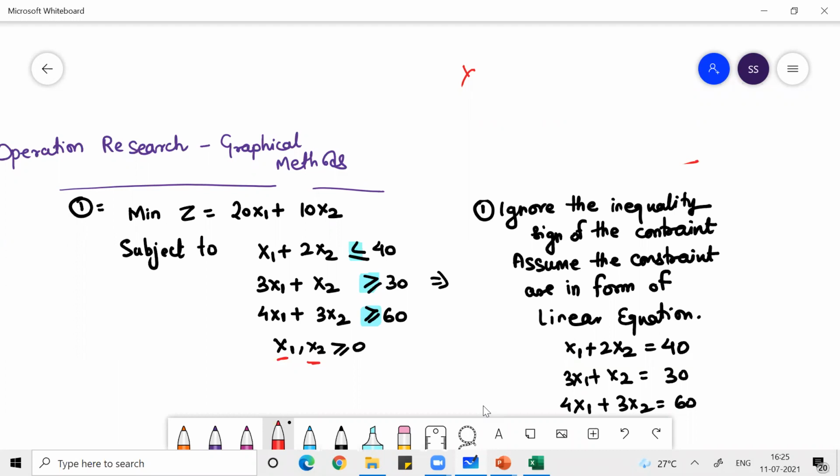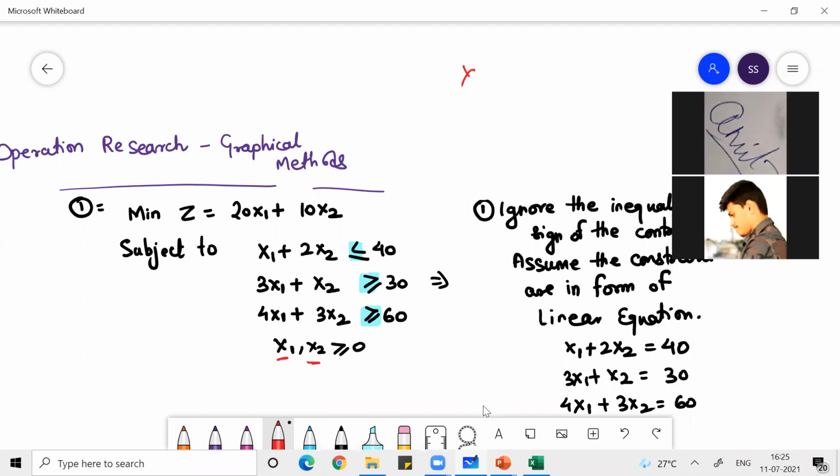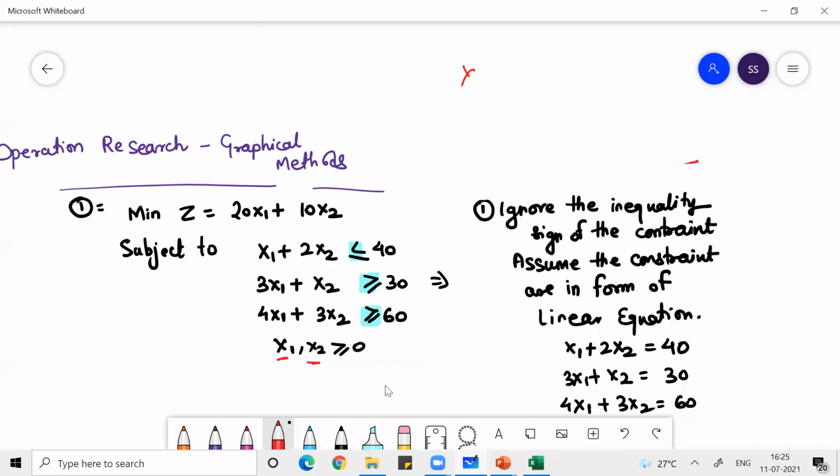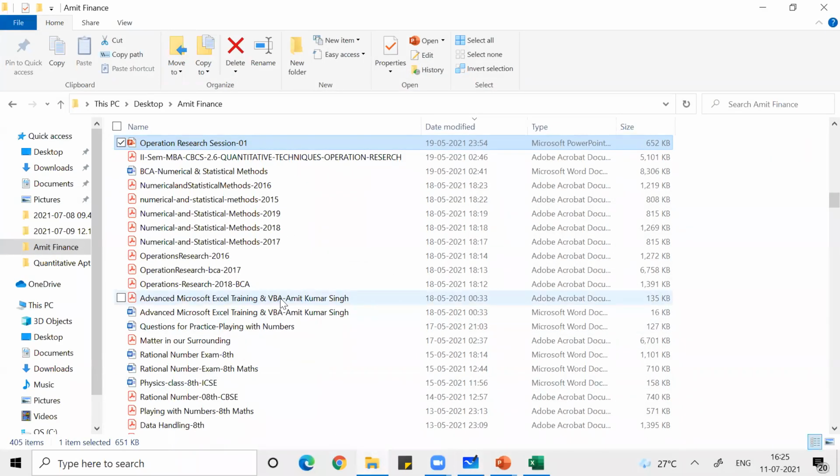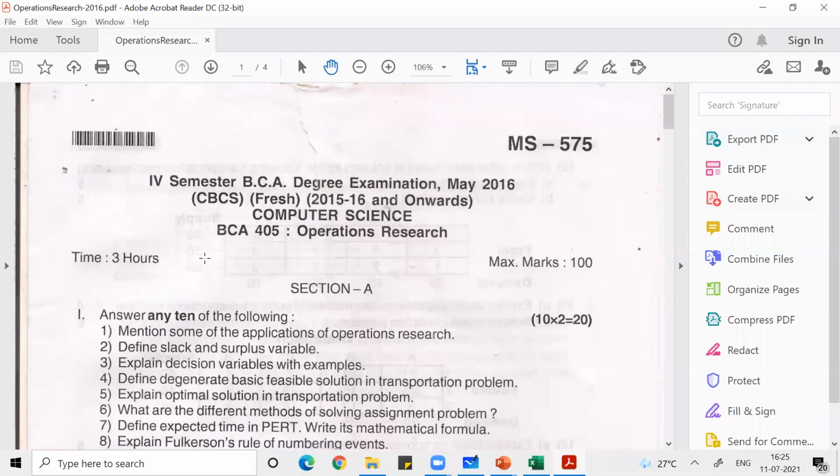BCA are there, sir. BCA also there. Yes, sir. So BCA students get 2 marks questions. BCA students are getting the questions. If I show you the BCA operation research paper, you get theory questions.